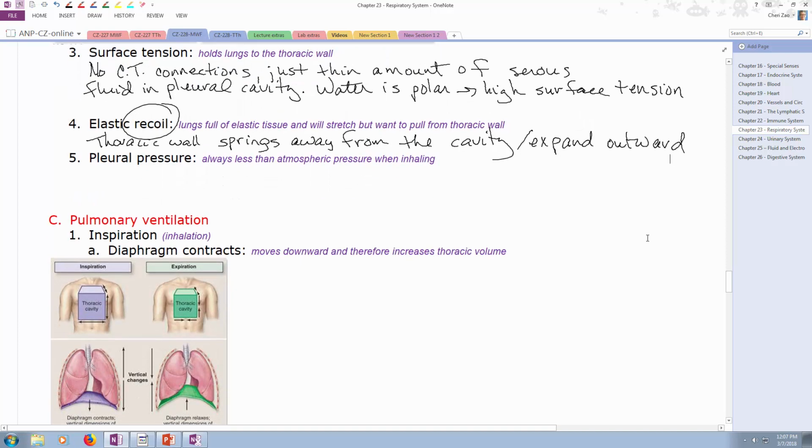Pleural pressure, very key, is always less than atmospheric pressure when inhaling. You notice it's very specific as to what maneuver you're doing. Pleural pressure is also known as intrapleural pressure.